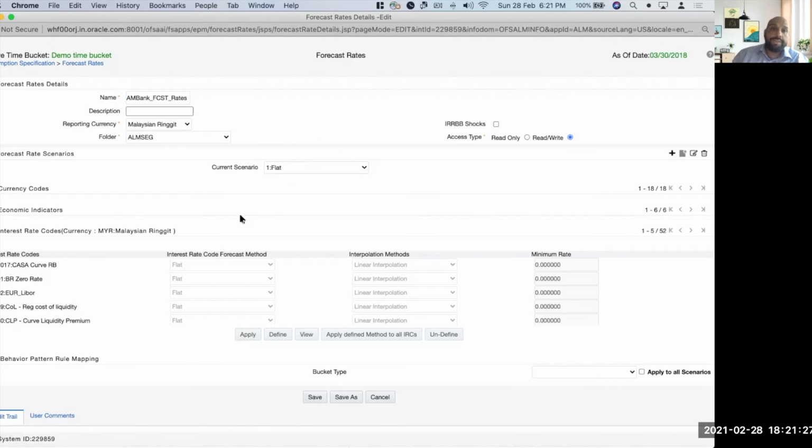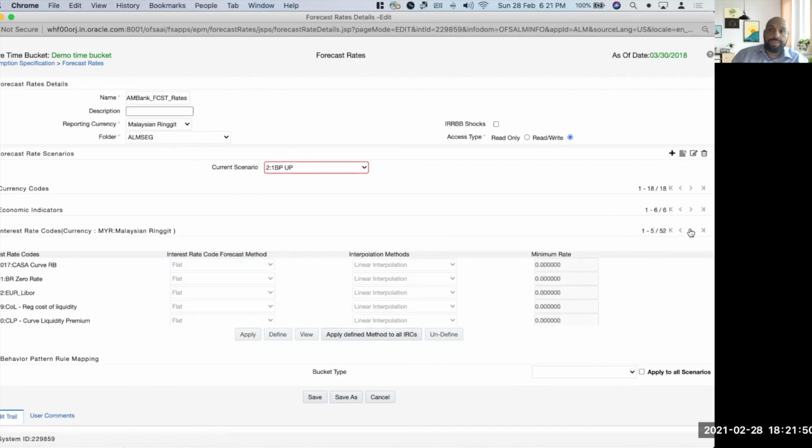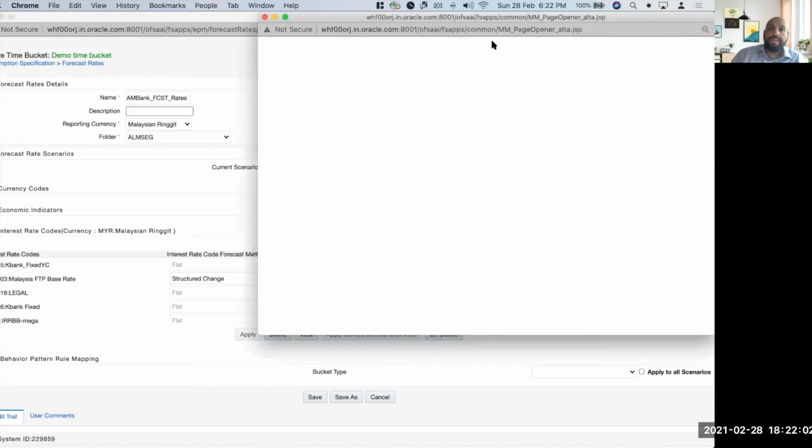Now, in order to do that, let's look at flat. And the easiest way to do that is to simply move through the screens where you would see the Malaysia FTP base rate curve. And in this case, you see that it's here and it's flat, so you're not expecting any changes. But if you want to see what has happened for 1 basis point up, what you can do is click on that and click on the screen where it says just acknowledge that it's okay. And then as you move through this and you click on Malaysia FTP base rate curve, you see that there is a structured change. And if you want to see what this looks like, you can see how it's applied.